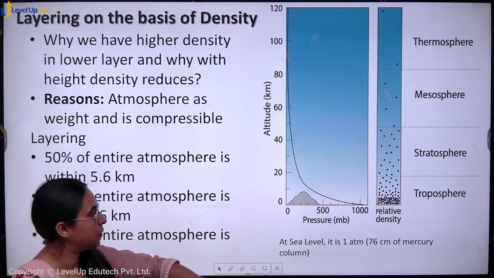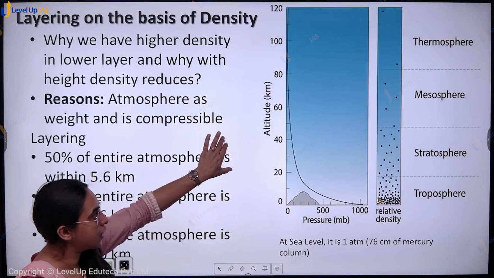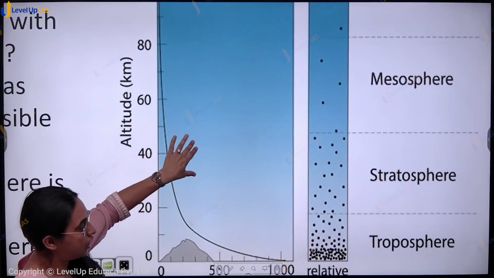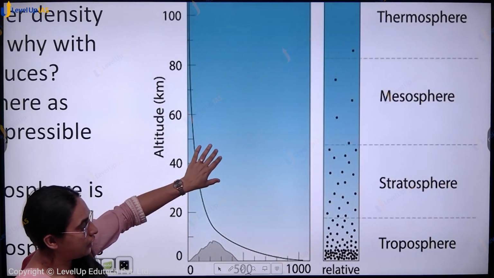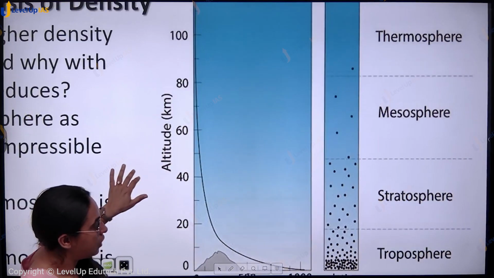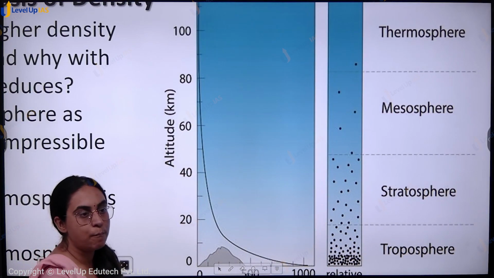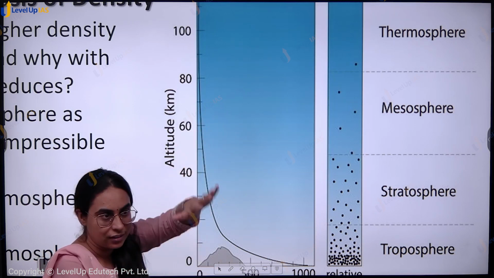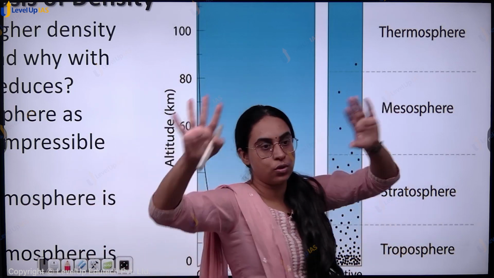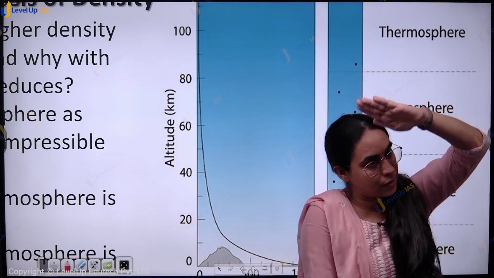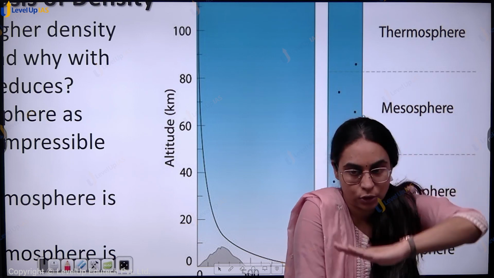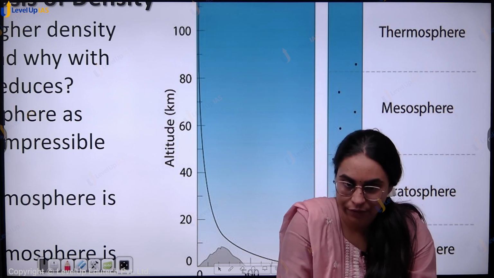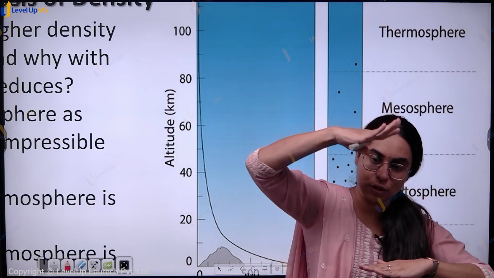When I say on the basis of density, this is how your atmosphere actually looks. In the atmosphere, what do you have? The blanket of gases. You have air molecules. The gases, nitrogen, oxygen, can be compressed into one layer. Why is this compression taking place? Because of gravity. Gravity is acting and the atmosphere gets compressed.